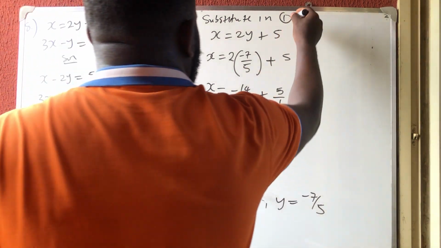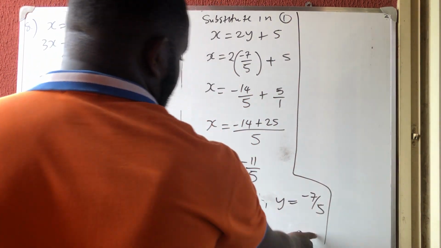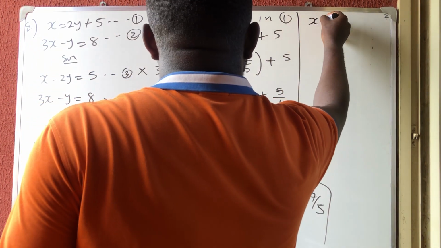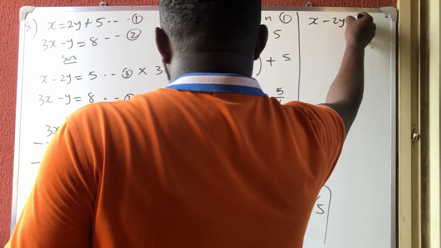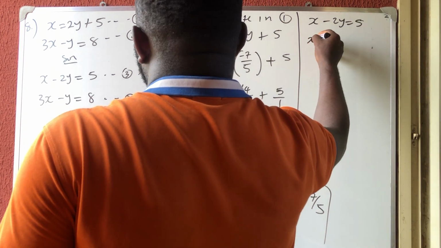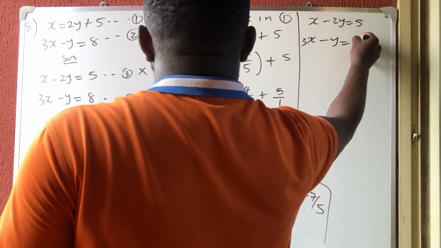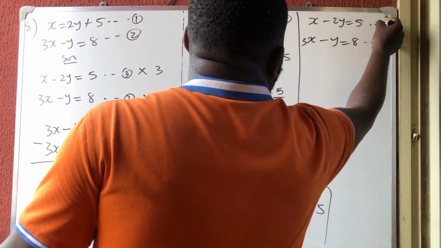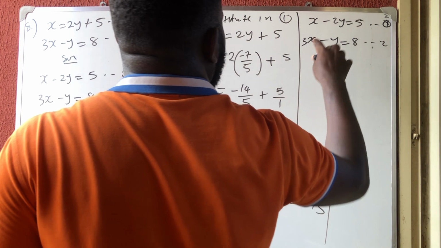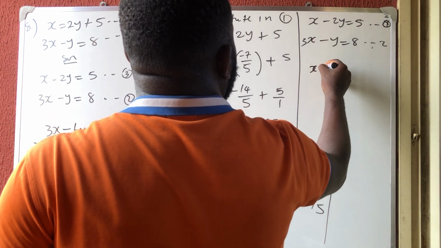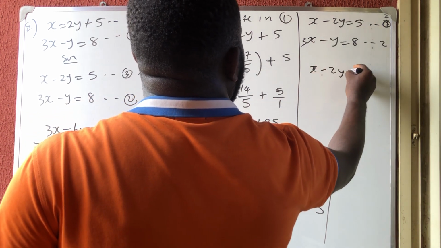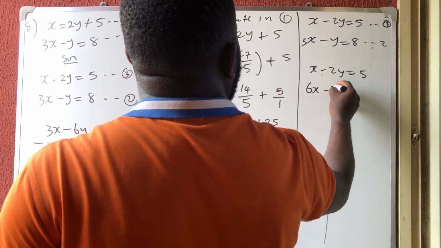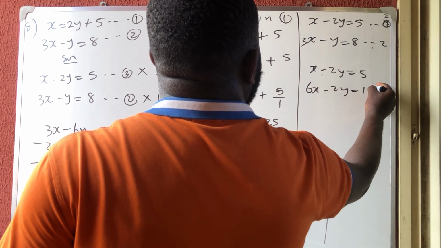Now I want to try eliminating the other variable. We are done here, but I want to check if it's really correct. I want to try eliminating y first. Minus 2y is equal to 5 and 3x minus y is equal to 8. So to eliminate y, multiply this by 1 and multiply this by 2 so that they will be the same thing. 1 times everything is the same thing. 2 times is 6x, 2 times is minus 2y, 2 times is 16.